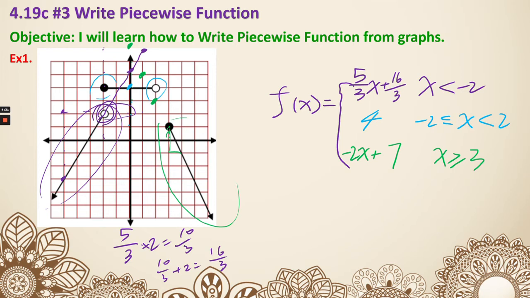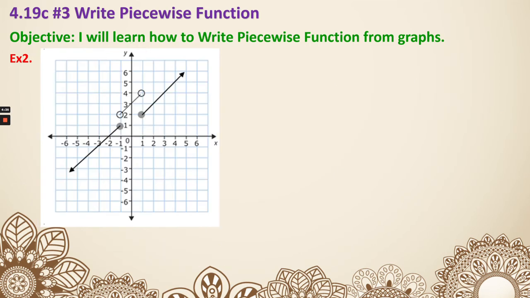There's my function for example 1. Next, example 2, 3 pieces. Let's write the domain first. First one all the way from the left until right here, -1. So x is less than or equal to -1. That is a solid dot. The second one is actually from -1 to 1. And this time there's no closed circle, so it's -1 less than x less than 1.